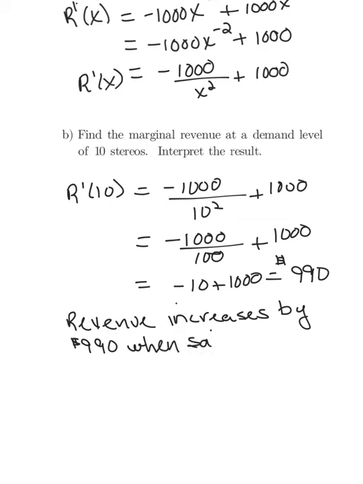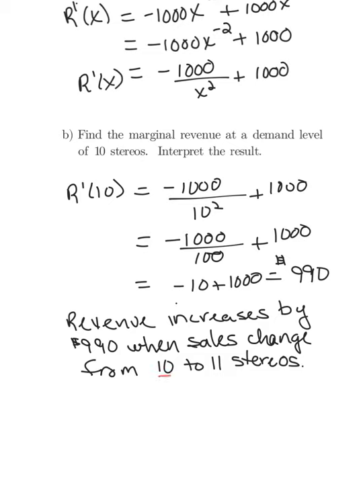When sales change from 10 to 11 stereos. This was about stereos. So the positive tells us it's increasing. The number we got tells us how many dollars that was. And you are always going from the number that you plugged in to the next number. So that's why I said from 10 to 11.